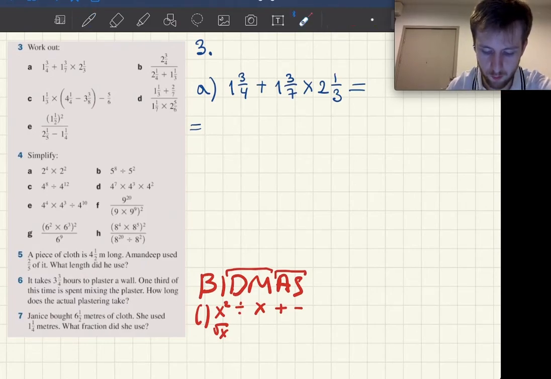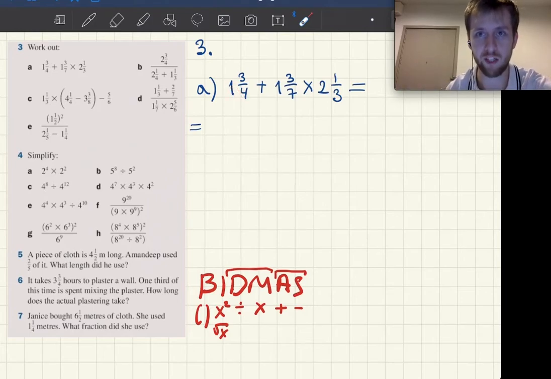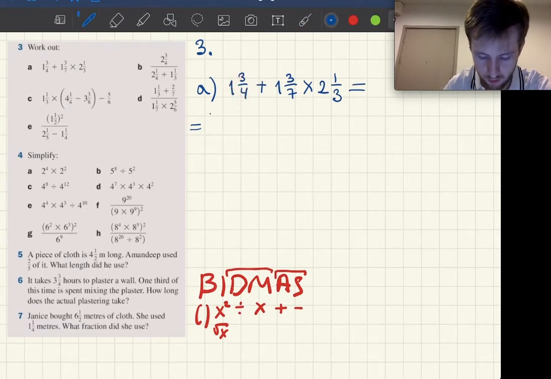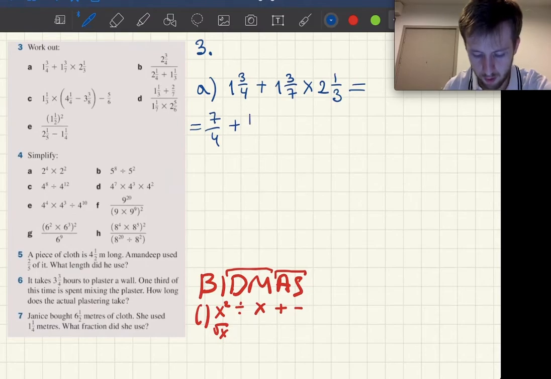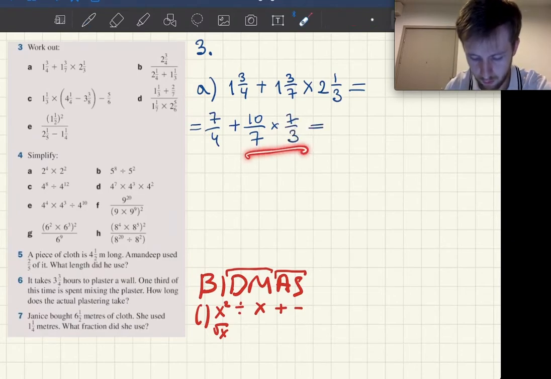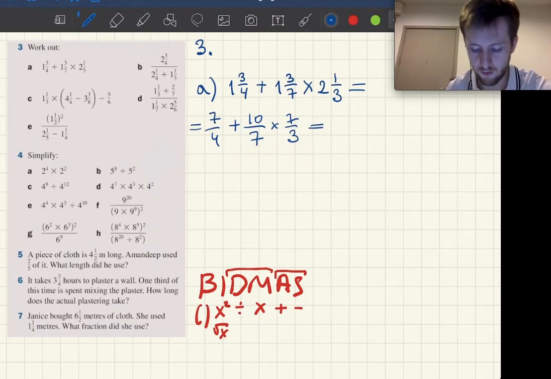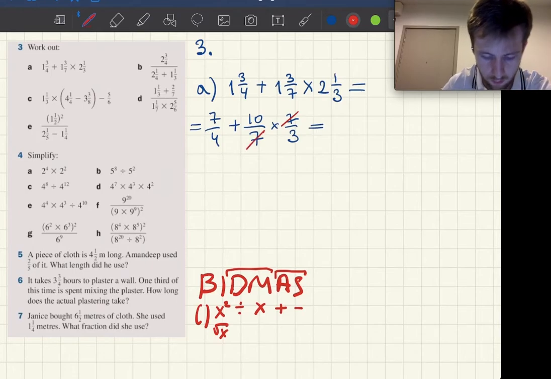So 1 times 4, I will try to do it faster because I'm assuming you know this topic more or less. 1 times 4 and then plus 3. So we get 7 over 4 plus, and then 10 over 7 times 7 over 3. Of course we do this first. This comes first, so we do 10 over 7 times 7 over 3. Actually 7 can be cancelled, like this.